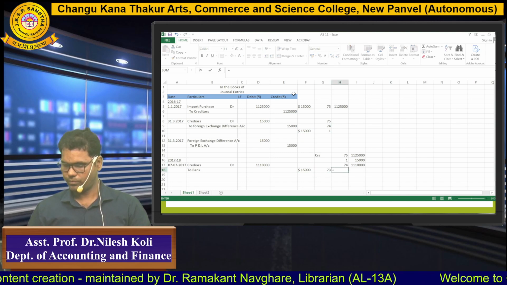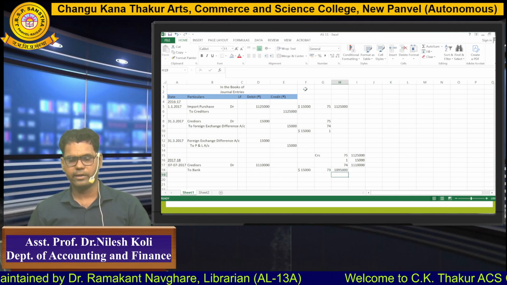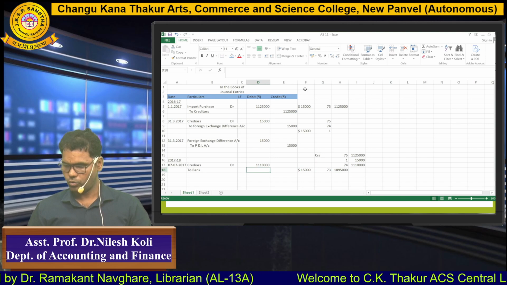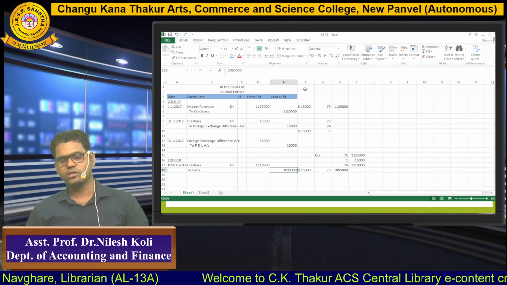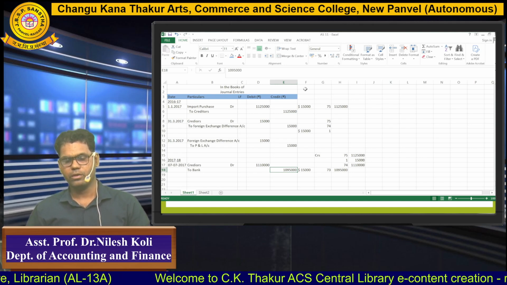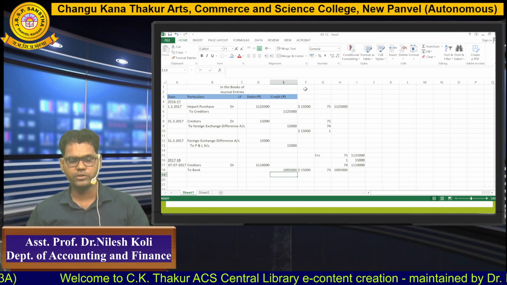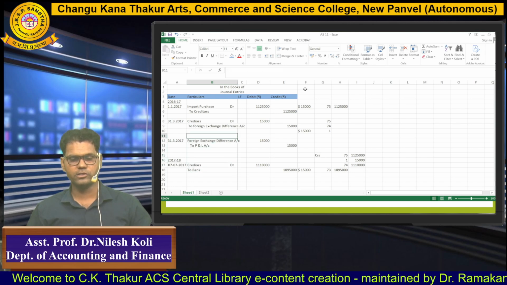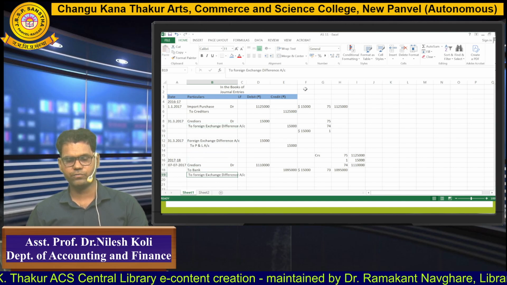So the amount is 15,000 into 73, that is 10,95,000. So we are going to make the payment of 10,95,000. Now see, the exchange rate was 74 and we are making the payment at the rate of rupees 73. It means again a 1 rupee gain is there, which is transferred to the foreign exchange difference account.